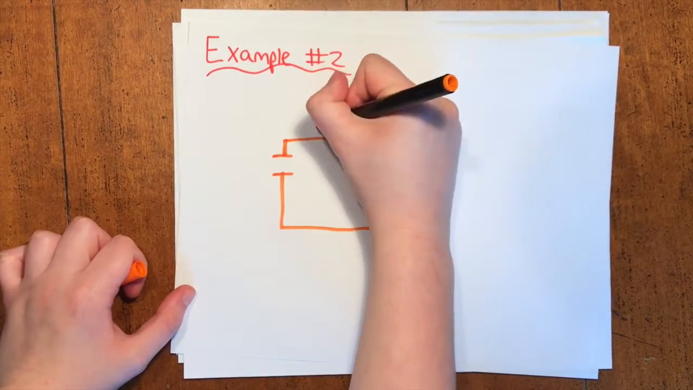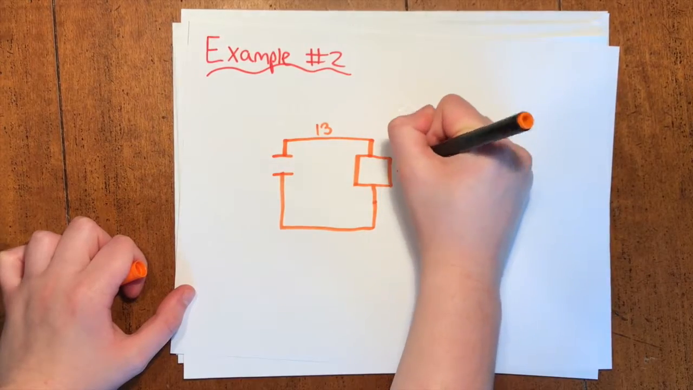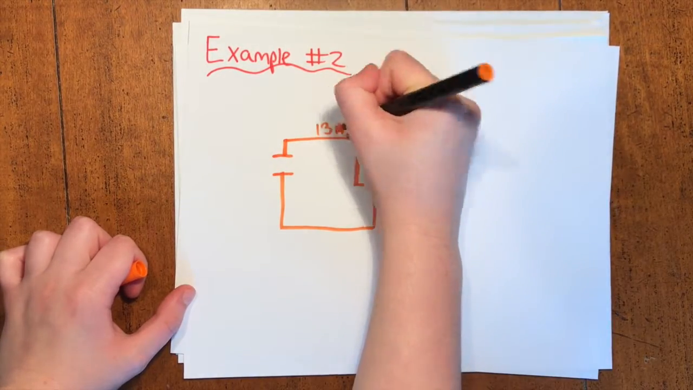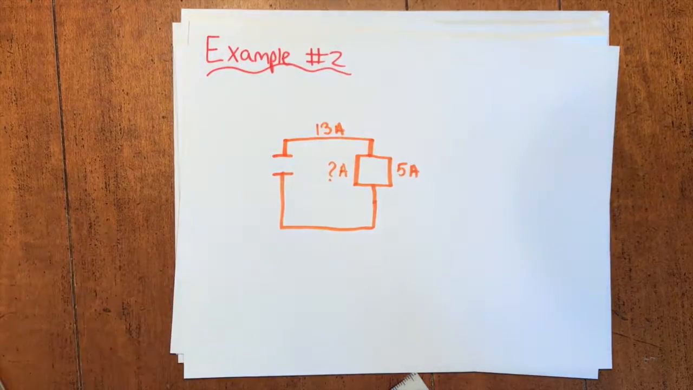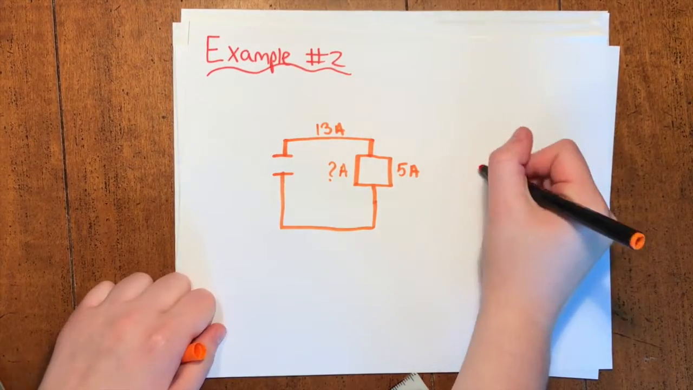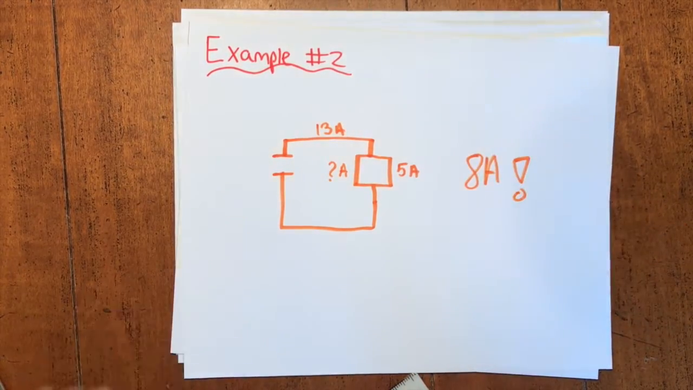In this example, there are 13 amps entering and 5 amps exiting the junction, which means that 8 amps must exit the junction on the left in order to satisfy Kirchhoff's junction rule.